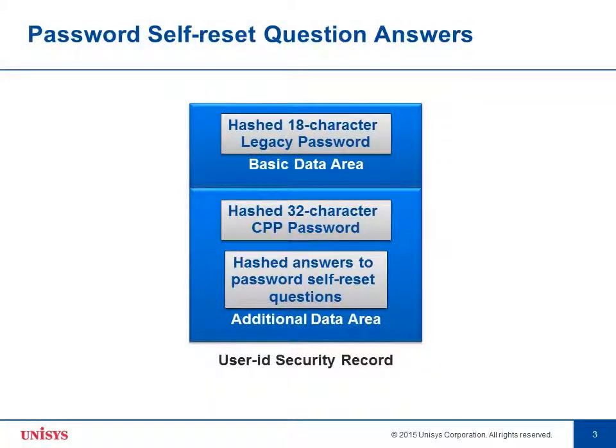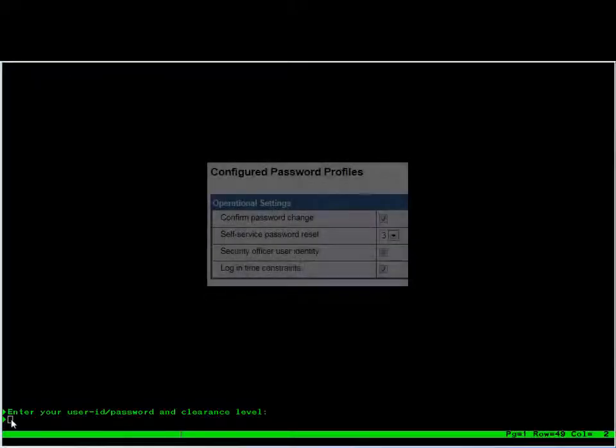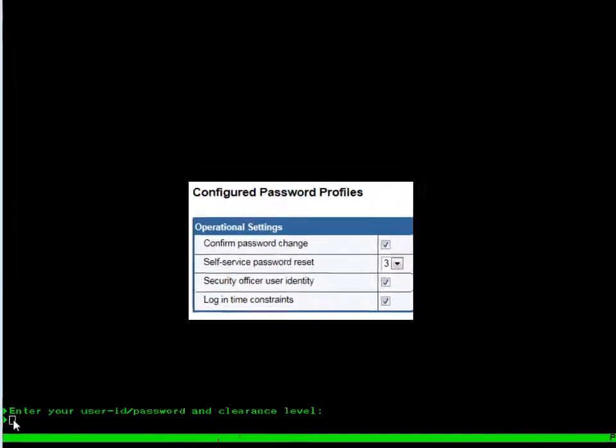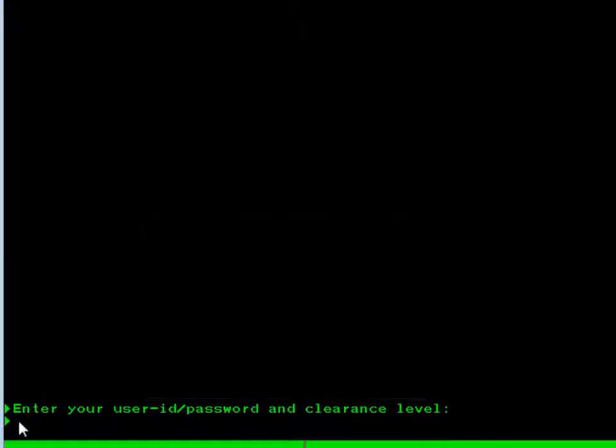The answers to the password self-reset questions are never saved in ClearText. Rather, like the password itself, they're saved in hashed form in the user ID security record. One of our operational settings says that self-service password reset can be initialized with 3 questions. So let's see what happens the second time we log in as a new configured password profiles user.